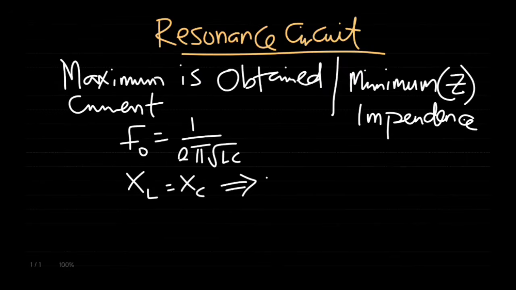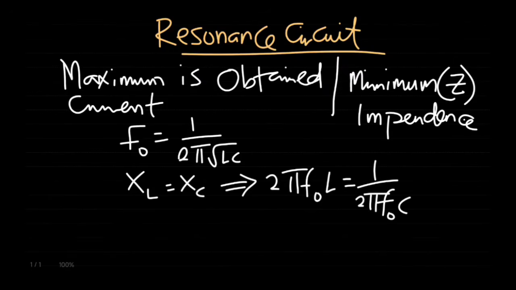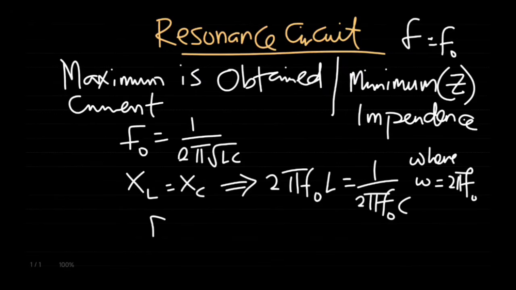Where we say our XL is equal to 2 pi F naught L, which is equal to 1 over 2 pi F naught C. After deriving this, you recall that our W is equal to 2 pi F naught. Anywhere we see F, we replace it by F naught, which is known as the resonant frequency. So therefore, from this equation, we can say that F naught is equal to 1 over 2 pi square root of LC.